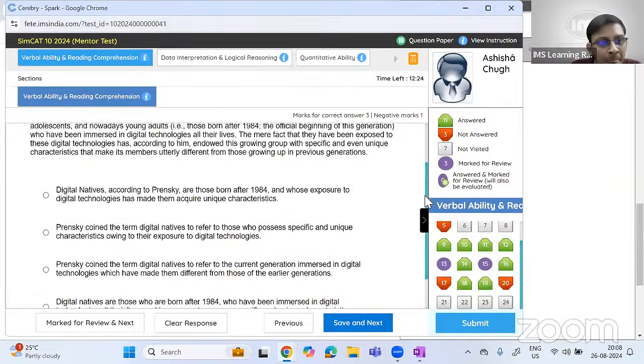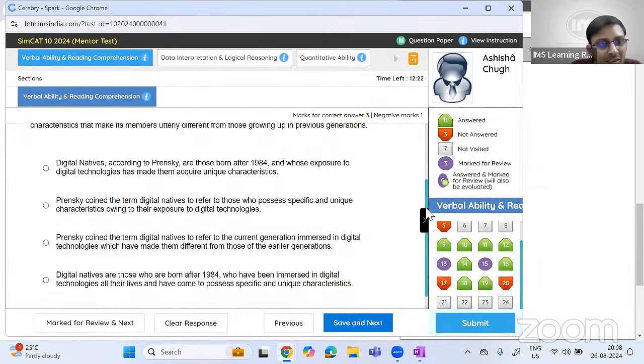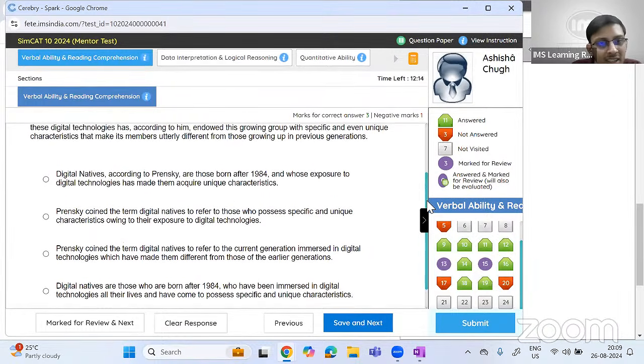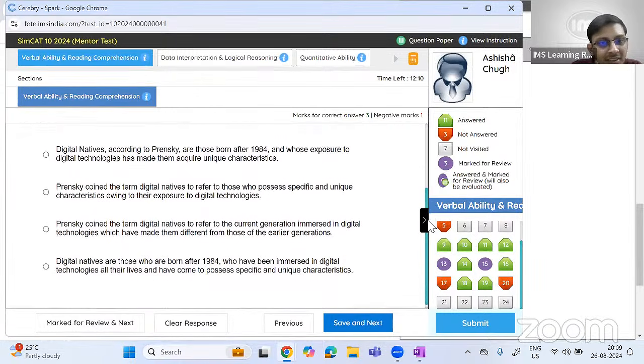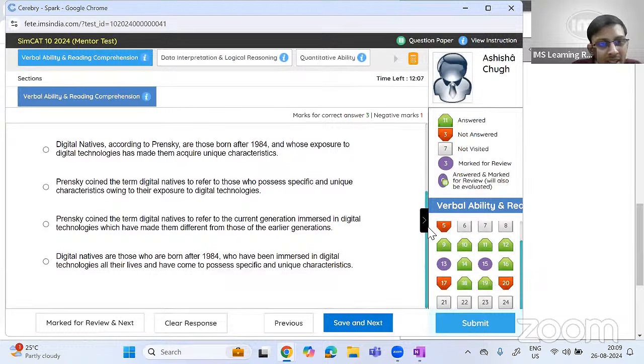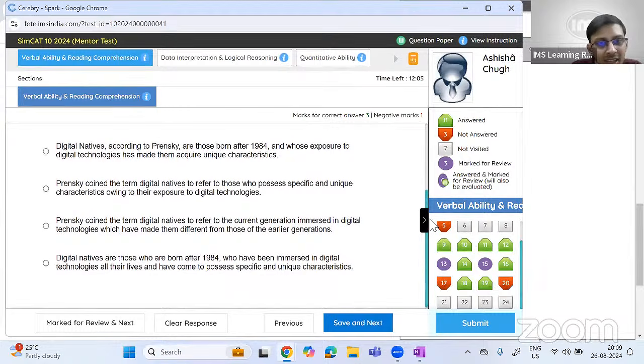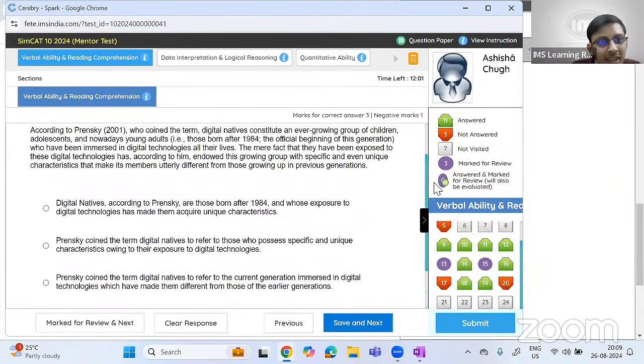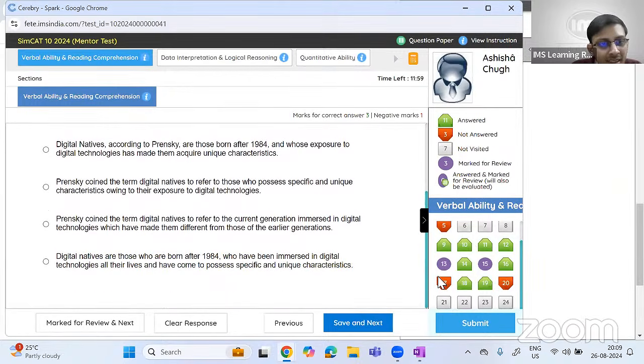Okay. Next, Prensky. I don't think the first one is correct. Next, Prensky coined the term digital natives to refer to those with specific and unique exposure to digital technologies. All their lives is still missing. Prensky coined the term digital natives, current generation immersed in technologies, made them different. Okay, made them different is there, but all their lives is missing. Last one, okay, born after 1984, immersed all their lives.